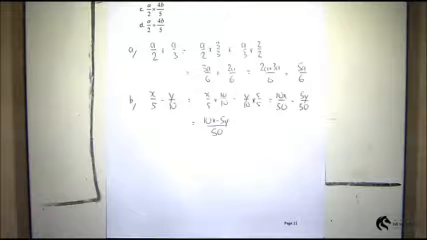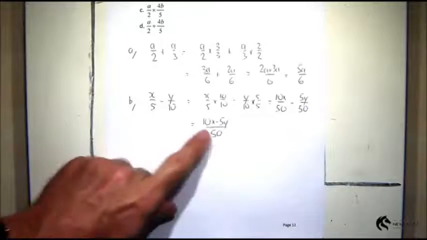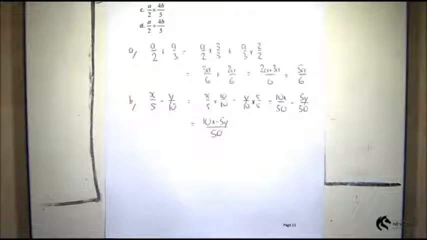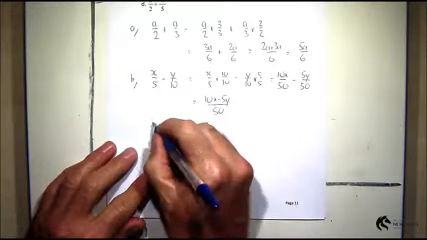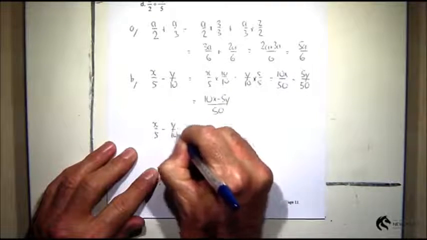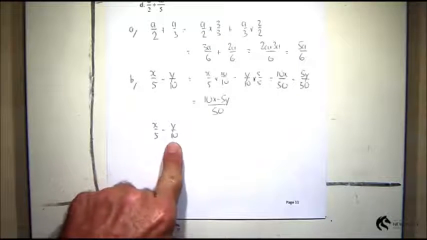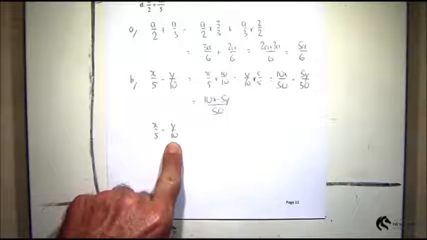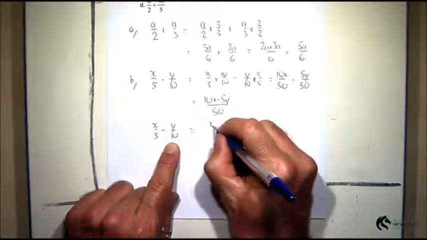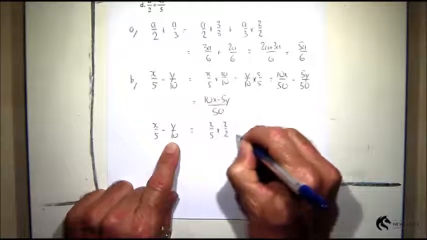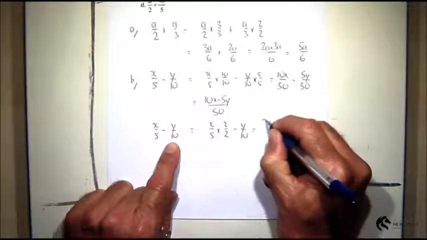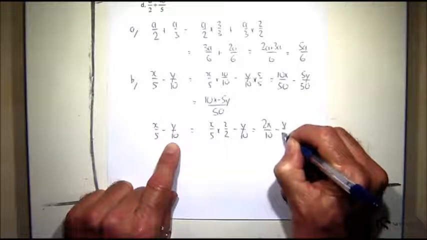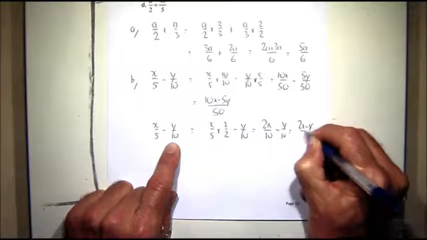And there would be that algebraic expression rearranged. Is that simpler than that? I don't know. But they're certainly equal. They're the same number. But of course, I could have done it this way. I could have said in here that 5 and 10 have a common factor of 10, or a common multiple, if you like, of 10. So I could have said, look, this is x on 5 times 2 on 2 minus y on 10. So that's 2x on 10 minus y on 10, and that gives me 2x minus y on 10.